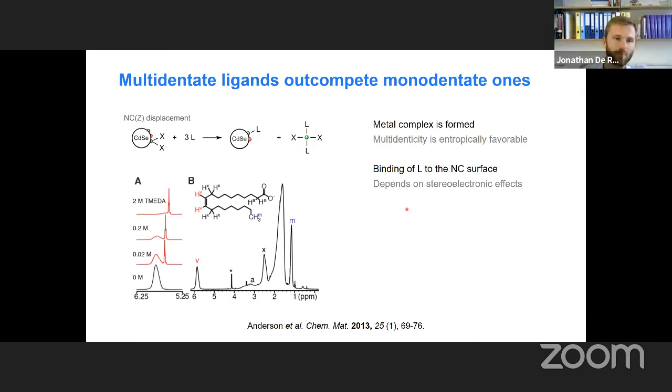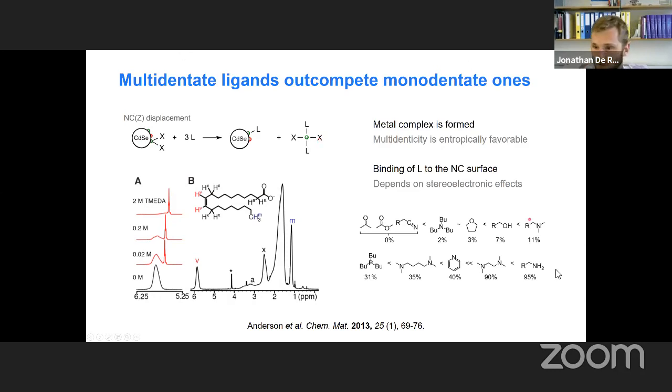Two more minutes, okay. Finally, what else influences ligand binding? It is multidenticity. Here we again are talking about the Z-type displacement, forming this complex here in solution. If you do that with just a tertiary amine, it is not very efficient. Only 11% is displaced from the surface. Now, if you do that with the same moiety, this tertiary amine here, but you make it into a bidentate ligand, you increase that efficiency to 90%.